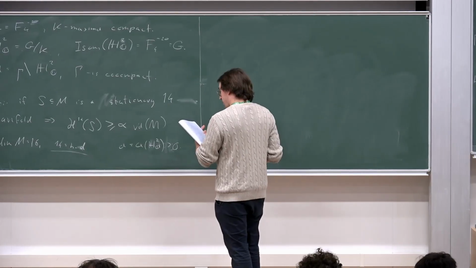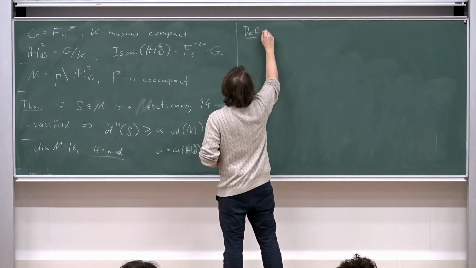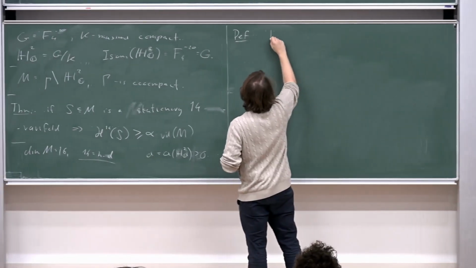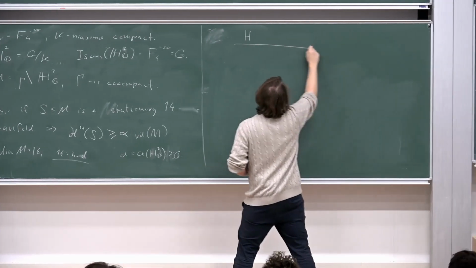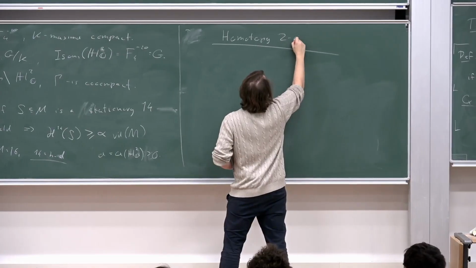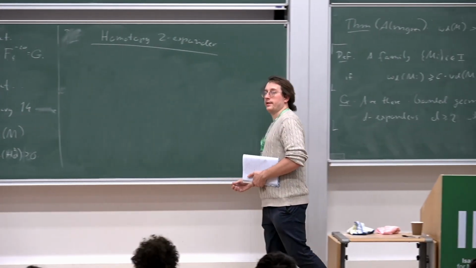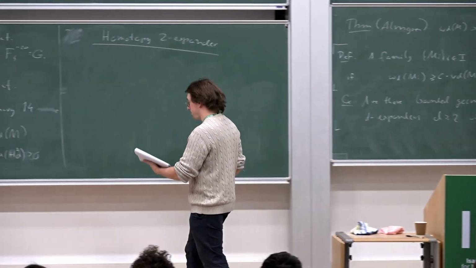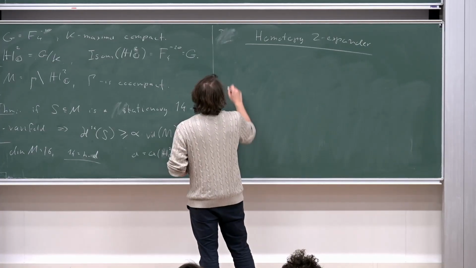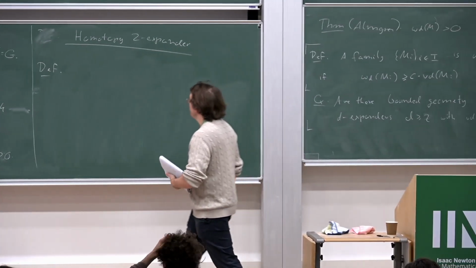Now I want to define for you homotopy D expanders. And I'll specialize to D equal 2. Maybe too early to talk about the definition. And those homotopy expanders will be very related to certain stability properties. Okay, so first I need to define some kind of weird notion of W domination.